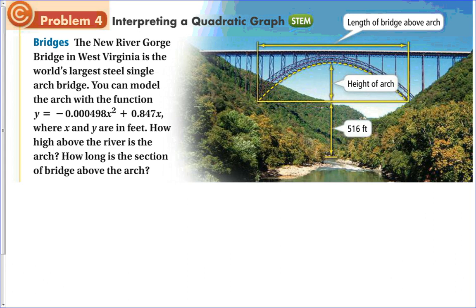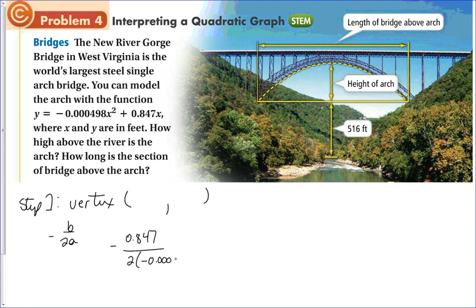All right, so the first thing we need to do here, step 1, we need to find the vertex. Remember, the vertex is negative b over 2a. This one's going to look kind of ugly, but this is what we have to do. All right, so b is negative 0.847 over 2 times a, which is negative 0.000498. All right, this you would just punch into your calculator, and it would give you about 850.